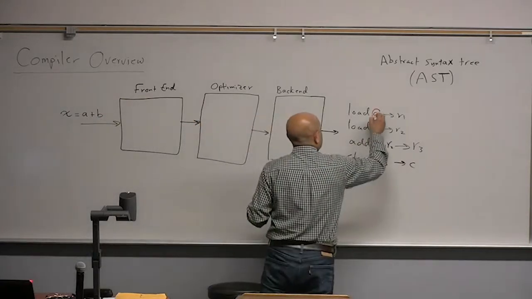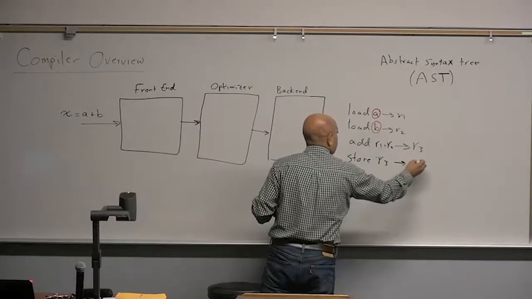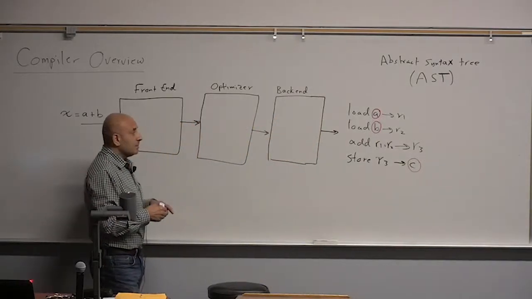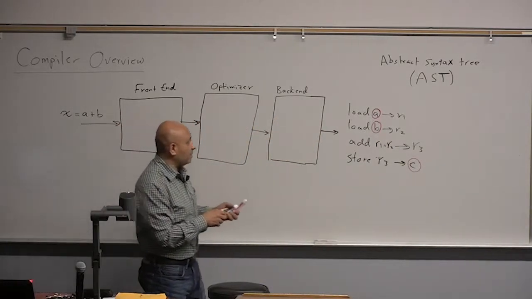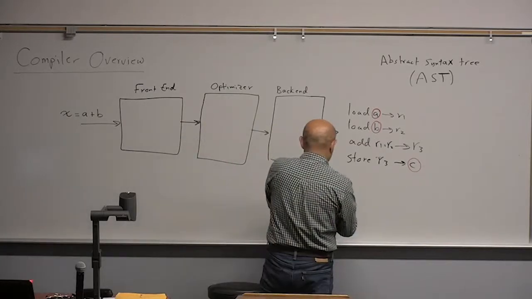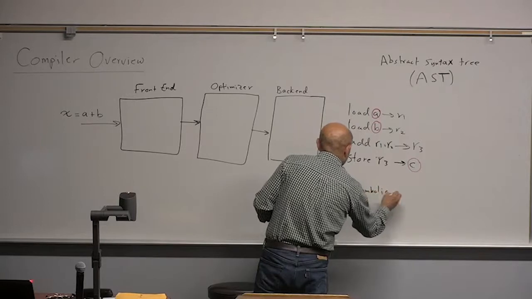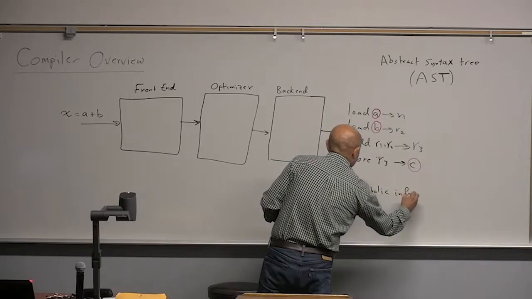We're not worried about the syntax of the assembly at this point, but with the understanding that these A's and B's are variable names. This is what we call symbolic information. Variable names, we refer to them as symbolic information.